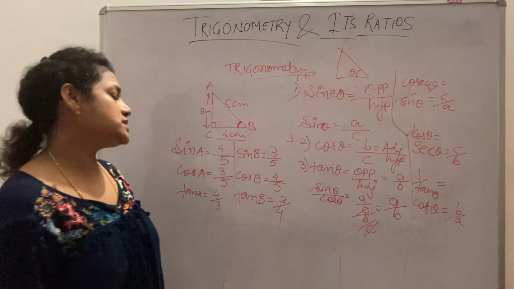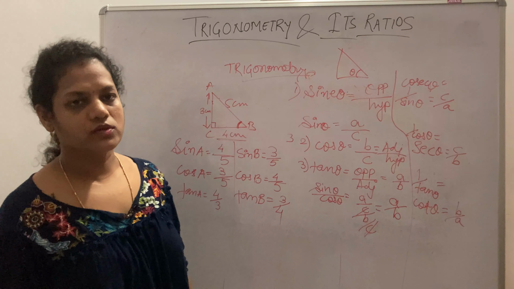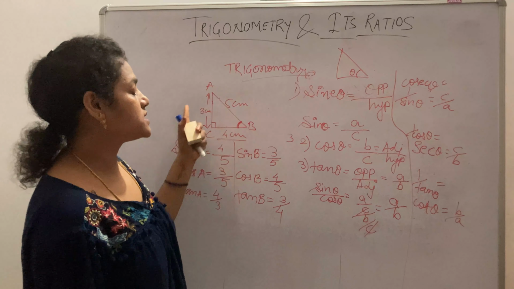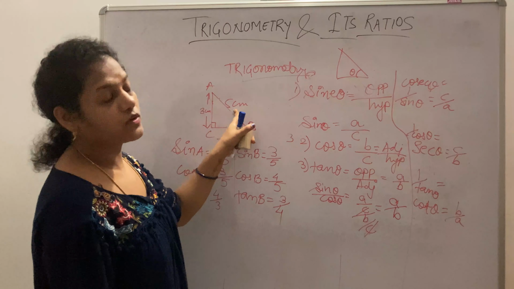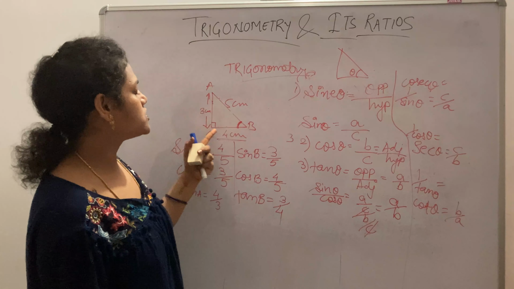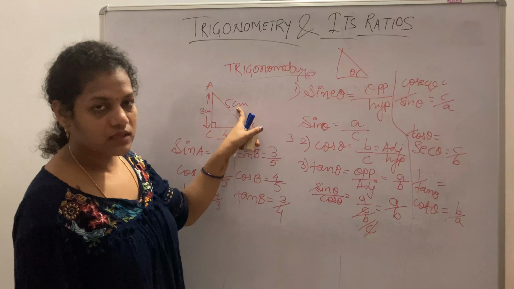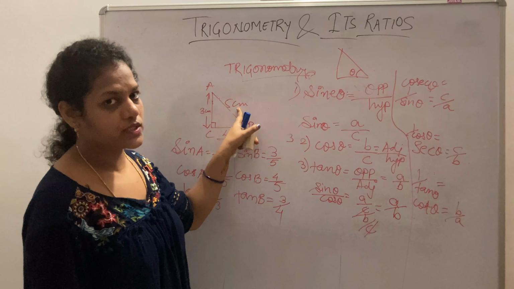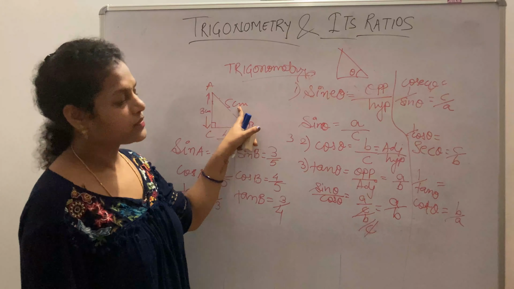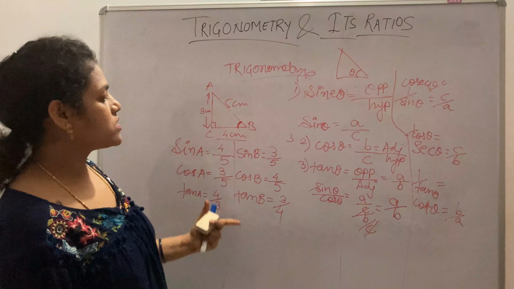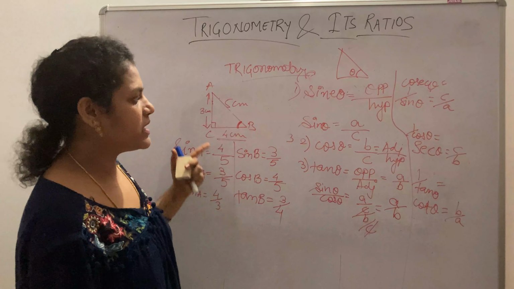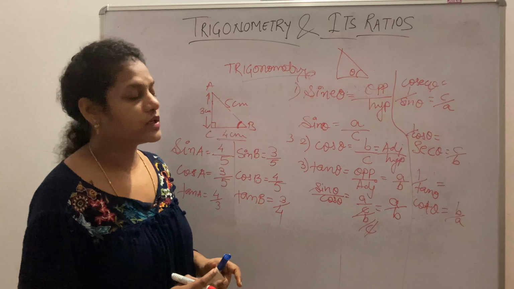So friends, in this way you can find your ratios whenever the question is given, or you can find this third side. If you are given these two sides, you have to find this third side. Again it is easy by using Pythagoras theorem, okay. So in this way you can find your ratios by using trigonometry, okay.